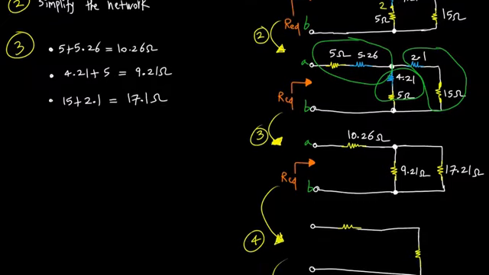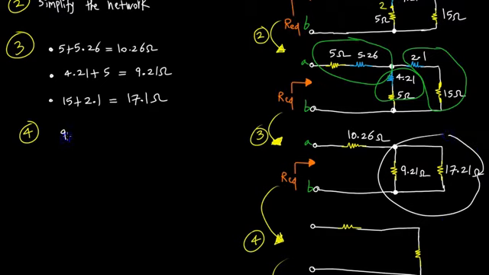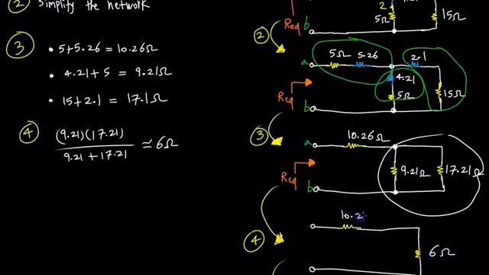For the fourth step, I'm simplifying one step further by combining these two resistors in parallel. So I have 9.21 in parallel with 17.21, over the sum, which is going to give us about 6 ohms. So I'm going to write 6 ohms here. Then I have a 10.26 there.